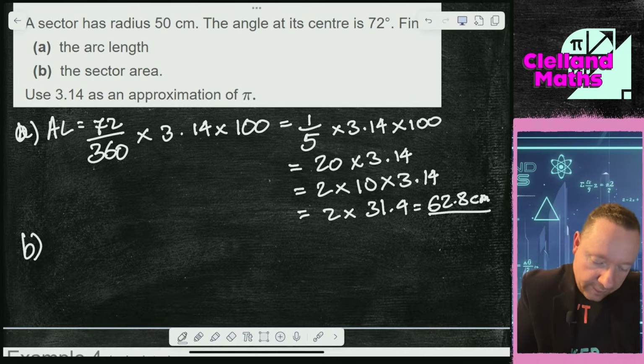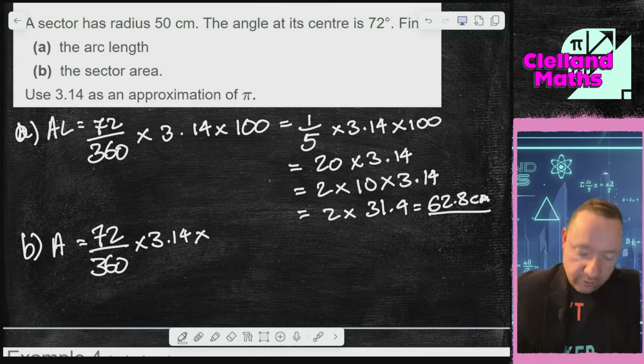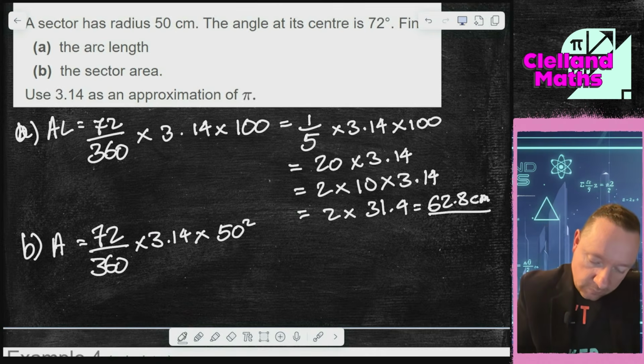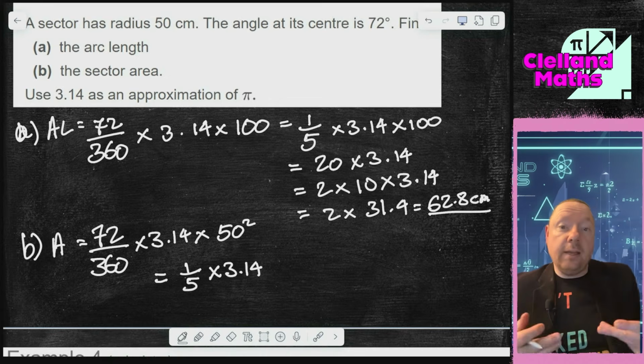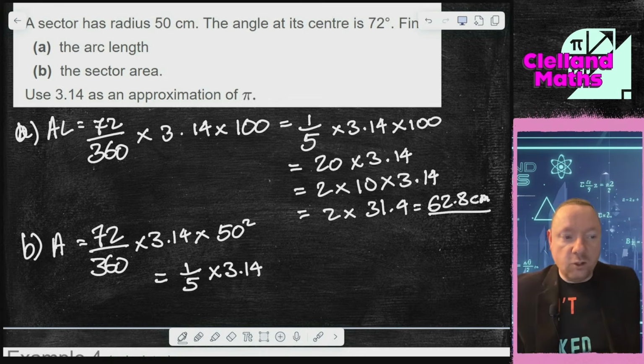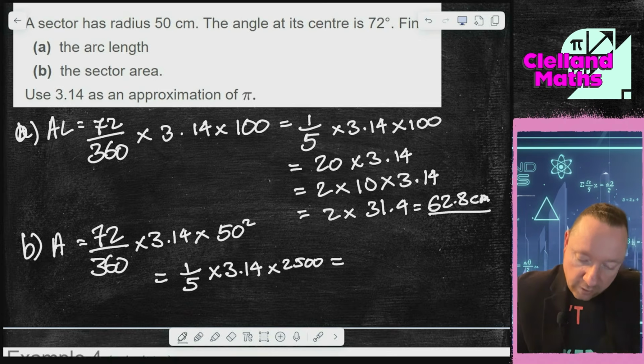Part B, area equals angle over 360 times our pi, and this time it's 50 squared, the radius. So that equals 1/5 times 3.14. 50 squared is 50 times 50. 5 5s is 25, so that's 2500. But again, we can divide by the 5 first. 5 into 25 is 5, so that's 500 times 3.14.